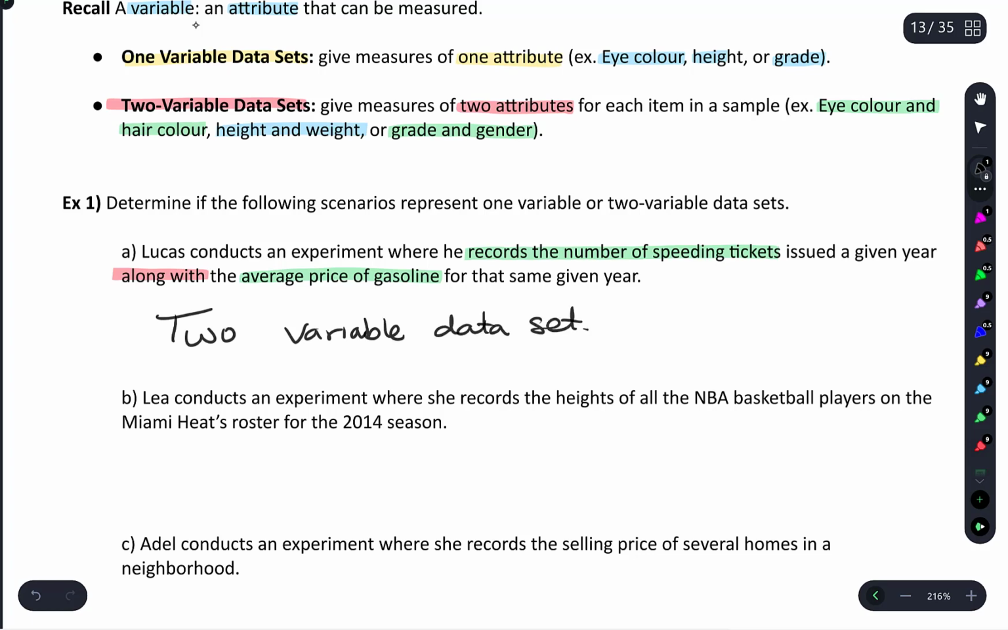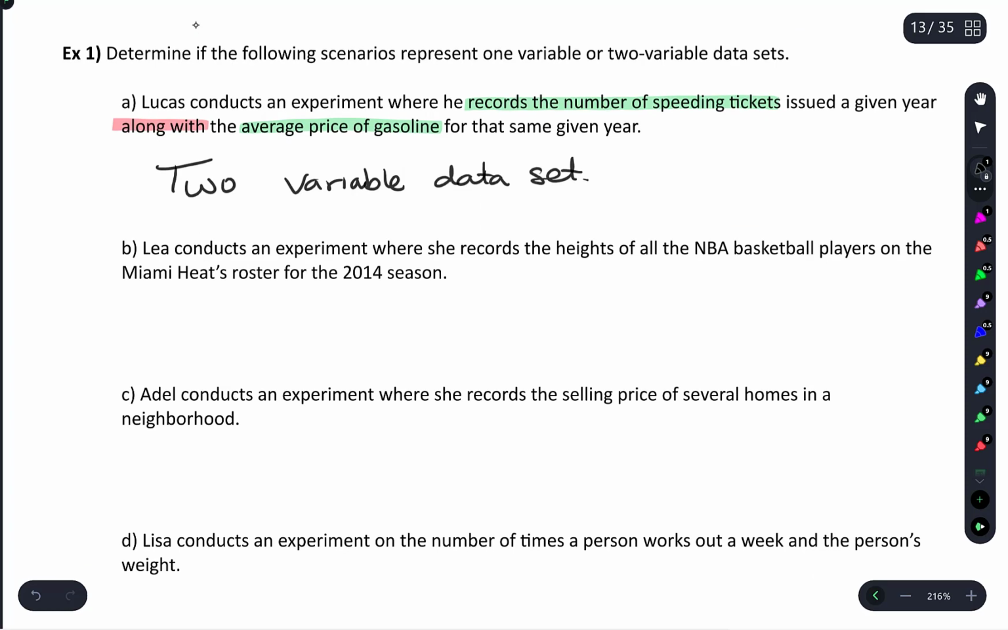Okay, so let's try another one here. It says Lee conducts an experiment where she records the height of all NBA players on the Miami Heat roster in 2014. Now, we're only measuring the height of the NBA players in one given year. So that tells me immediately that we're only looking at one piece of information. How tall they are. Right, so we're going to have just a one variable data set.